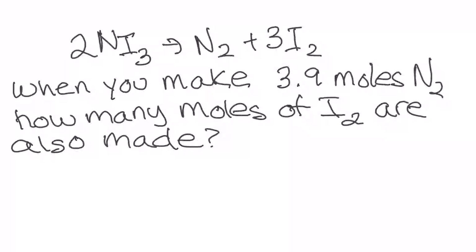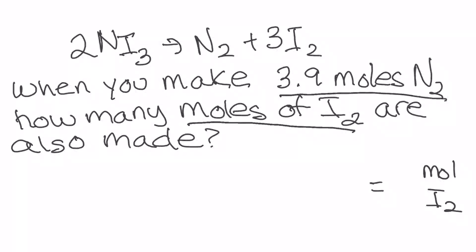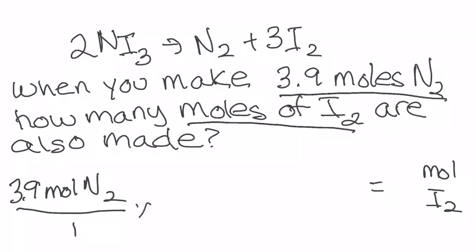So still using the same equation with our nitrogen triiodide explosion, the problem reads this time, when you make 3.9 moles of nitrogen, how many moles of iodine are also made? So I'm going to once again, what am I looking for? Moles of iodine. So I'm going to start with equals moles of iodine over here. I'm going to start with what I was given, which is 3.9 moles of nitrogen. And I'm going to put that over the number 1 so I remember that it is a fraction. And now I have to get rid of moles of nitrogen and get moles of iodine. How do I do that? I use my balanced equation.